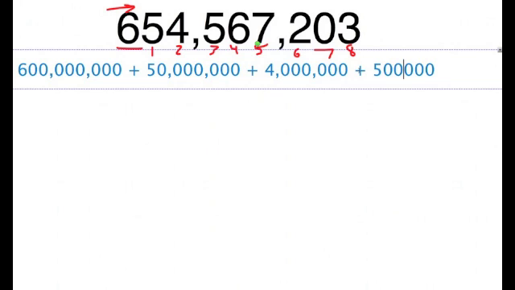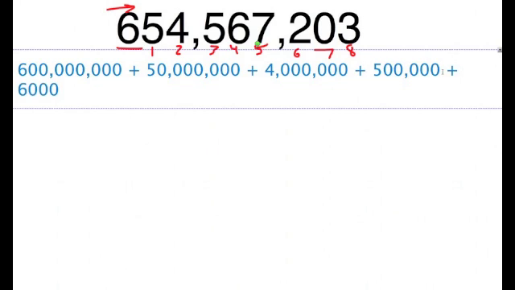And 1, 2, 3, comma. 6 with 1, 2, 3, 4 zeros. 1, 2, 3, comma. Next digit. 7 with 3 zeros. Go back 3, put my comma. Then we've got a 2 with 2 zeros.